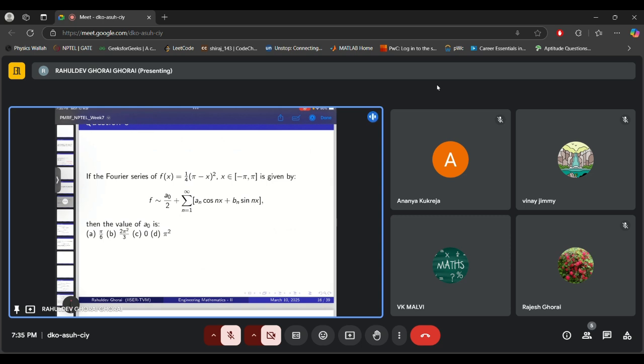What is a naught here? The integral. What is a naught? One over, right? 1/2 pi.